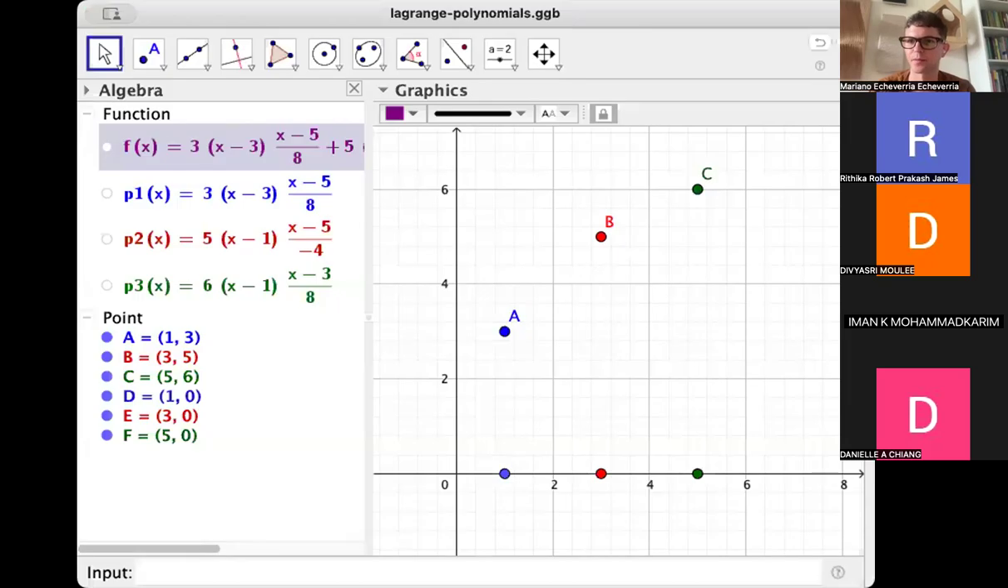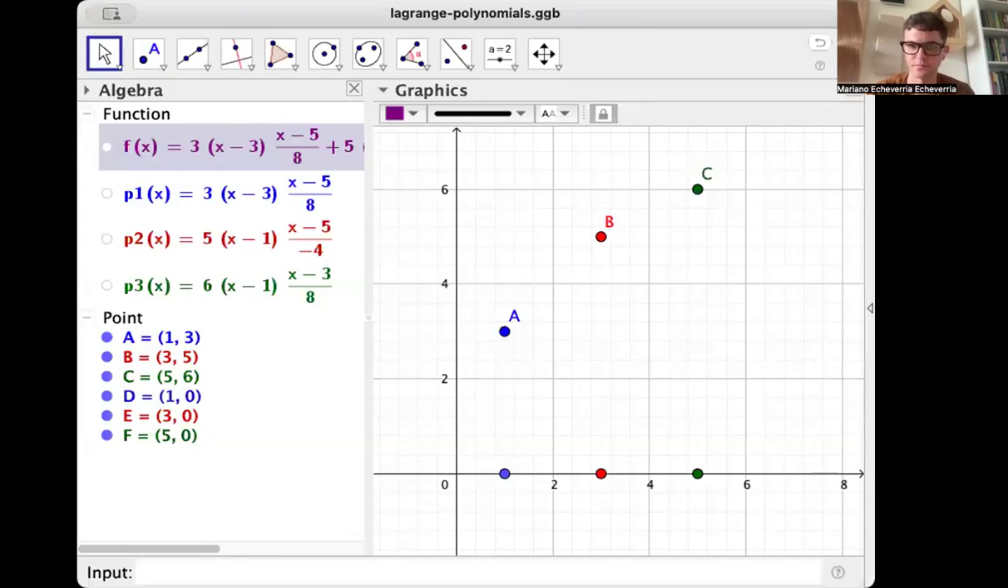Okay, so let me remind you what we were doing yesterday. I'll start with the GeoGebra animation that I had shown you before. Let's see. Okay, so what I was telling you yesterday is that now we're talking about interpolation.